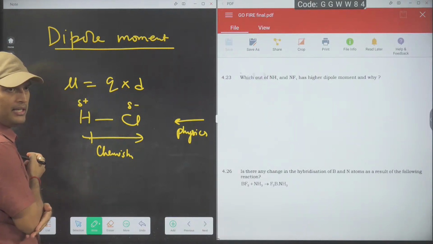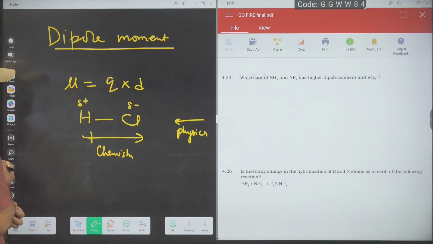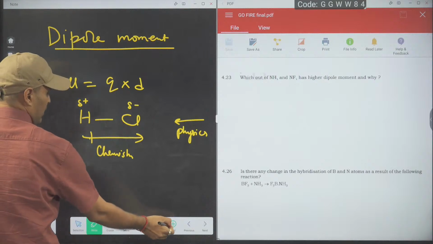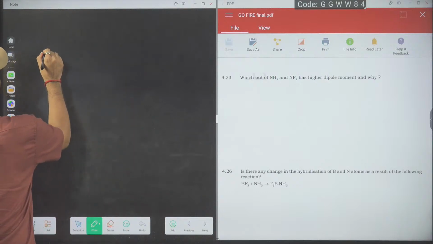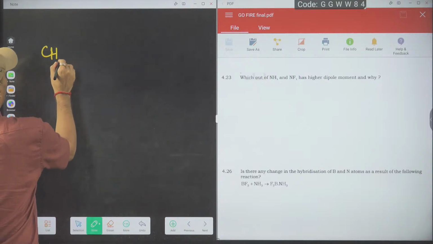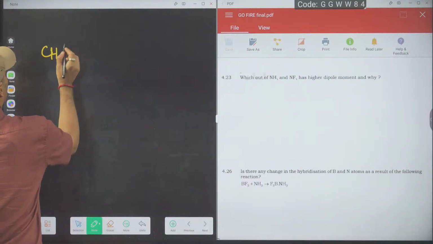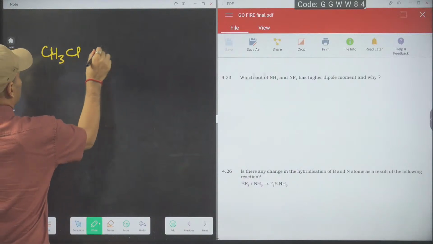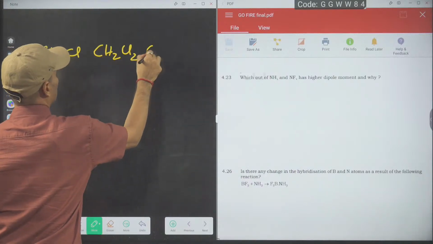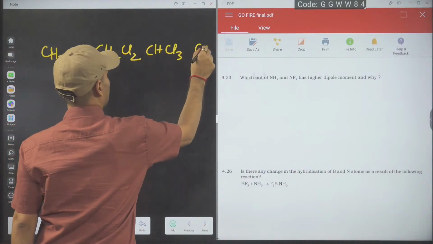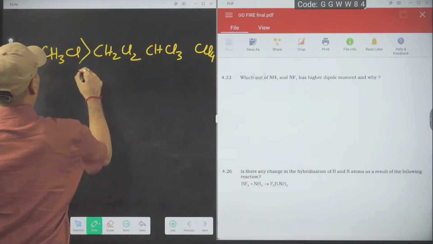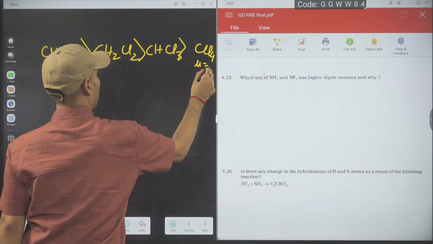Debye relation, coulomb meter relation you will have to see. तो चलो जल्दी से quick we write some orders first. Like, you remember this order? कौन सा order बताओ? CH3Cl, CH2Cl2, CHCl3, CCl4. Dipole moment order. CCl4 in fact 0.